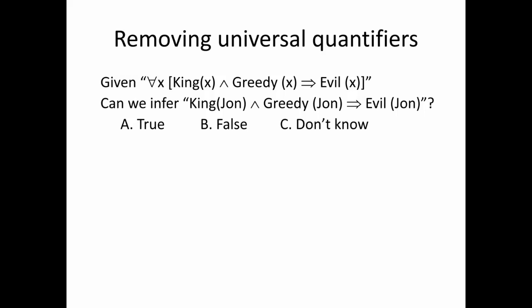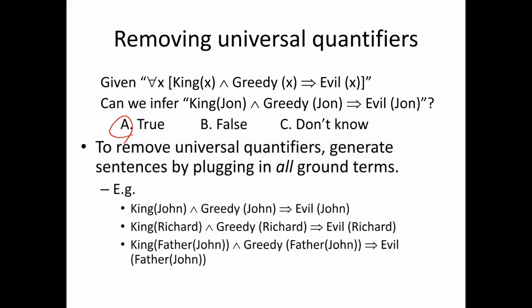So suppose we have a sentence that says, for all x, king x and greedy x implies evil x. Given this sentence, can we infer that King John and greedy John implies evil John? Yes, because that must be true for all x, so it should work for any constant. So, to remove universal quantifiers, we generate sentences by plugging in all ground terms, like non-variable terms, so constants and then functions of constants. So you end up with a lot more sentences.